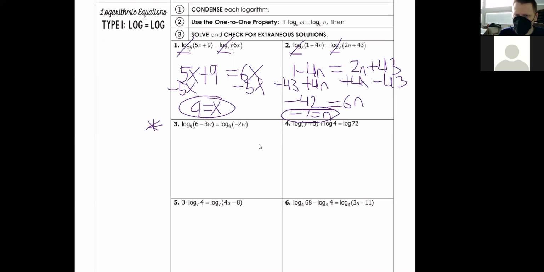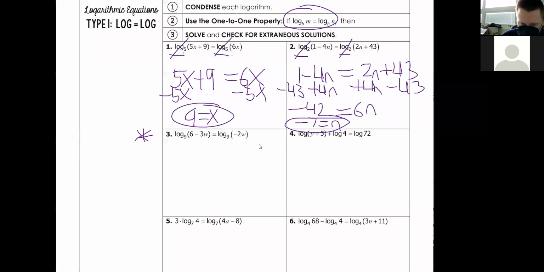So like I said, if it's not in the form where you have a log equal to a log. Oh, and one thing I should say, we should also be checking for extraneous solutions. Like for this first one, for example, if you plugged in 9 into this, you would get 54. If you plug 9 into here, you would also get 54. So this does work. You do need to be careful. You can also get extraneous solutions when you're looking at these.